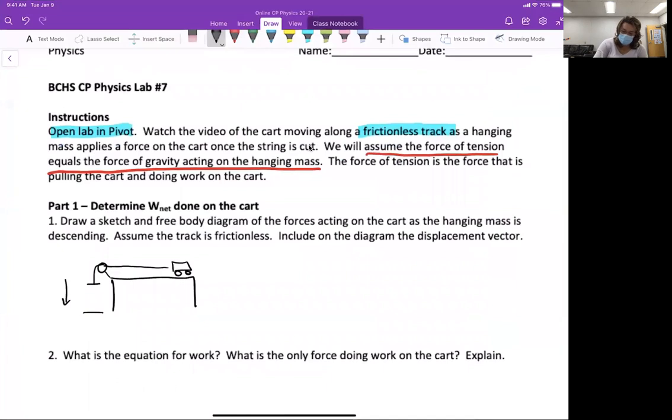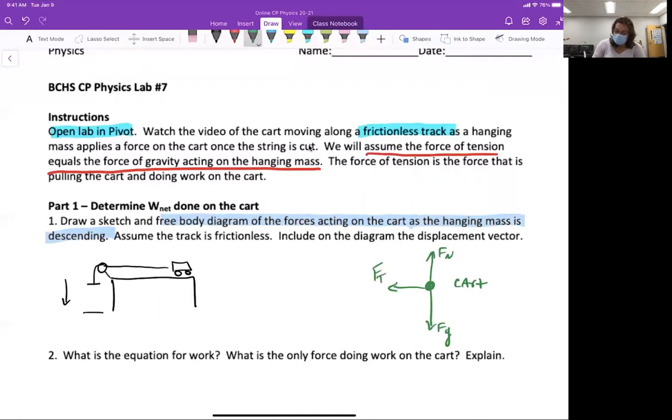What we need to do first is show the free body diagram of the forces acting on the cart as the hanging mass is descending, so before it hits the clay. Here is my dot that represents my cart. And I have force normal and I have force of gravity, and those should be equal. I probably didn't draw those vectors quite the same. And then I have this force that's pulling the cart, and we call that force of tension.